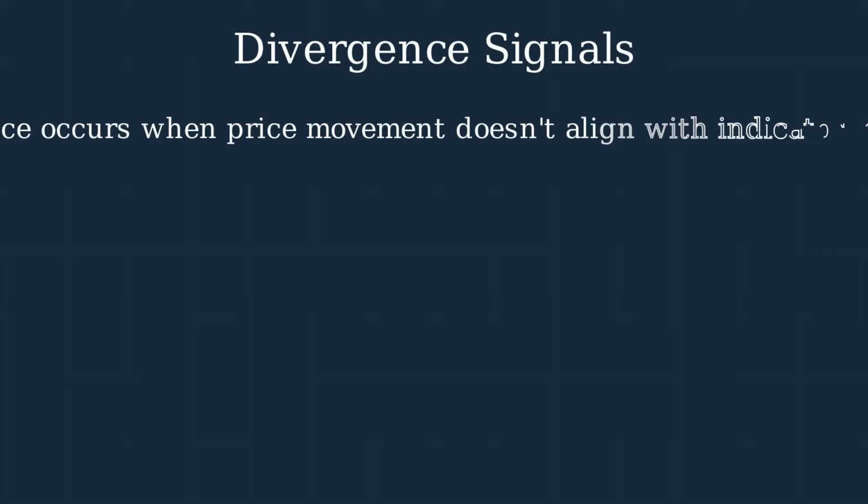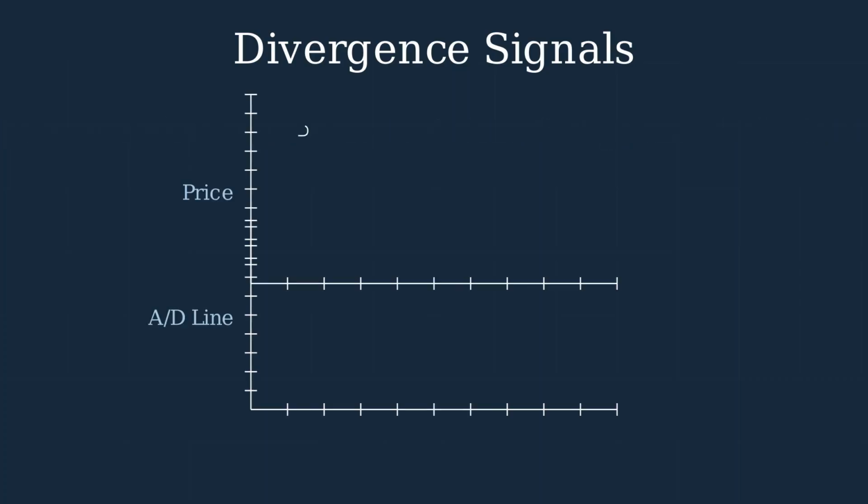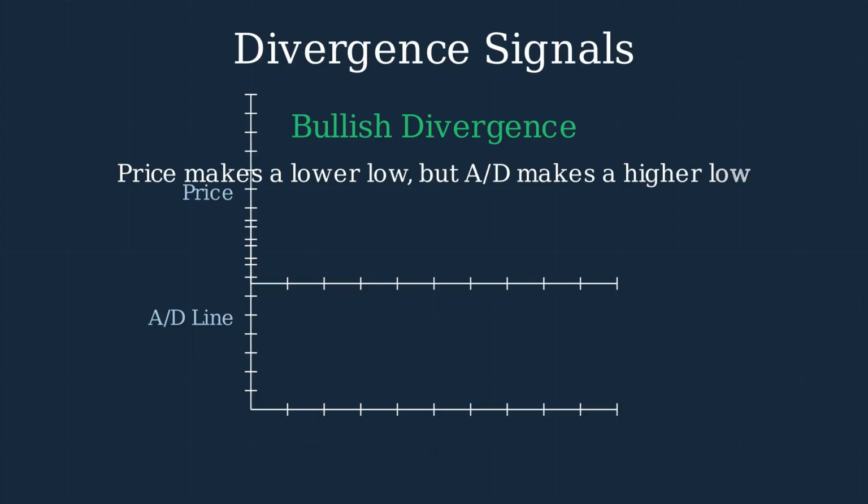Divergence signals are powerful tools for technical analysts, occurring when the price action disagrees with the accumulation/distribution indicator behavior. Let's first examine bullish divergence. Bullish divergence occurs when price makes a new low, but the accumulation distribution line fails to make a corresponding low. In this example, watch how the price falls to a new low, but the AD line creates a higher low, suggesting accumulation is occurring despite declining prices.